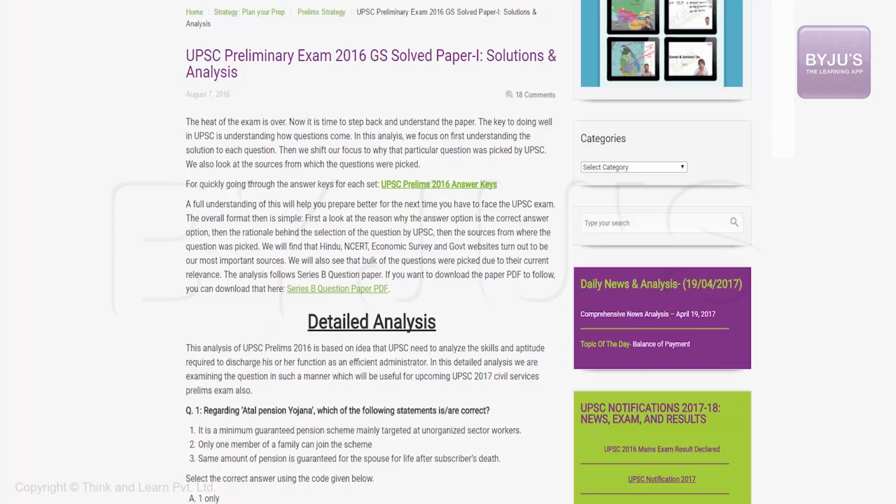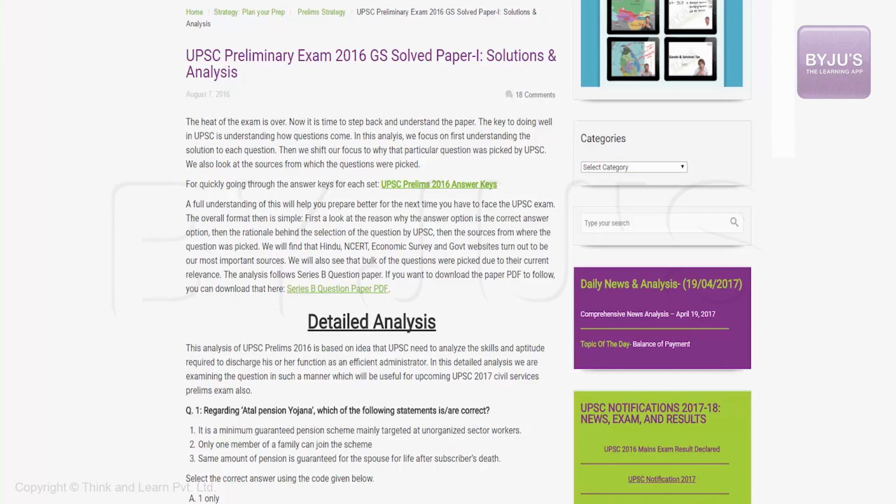Now, about Atal Pension Yojana, which of the following statements are correct? That is the question. If you go through the options quickly, you will find that, which category should you first of all classify this into? Atal Pension Yojana, if you have studied this well, a lot depends on how well you have studied. Atal Pension Yojana has been in the news, it's an important one also. If you have studied it well, it can even be a category A question for you.